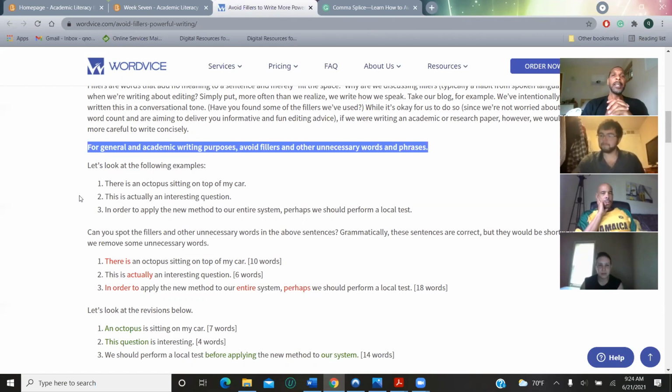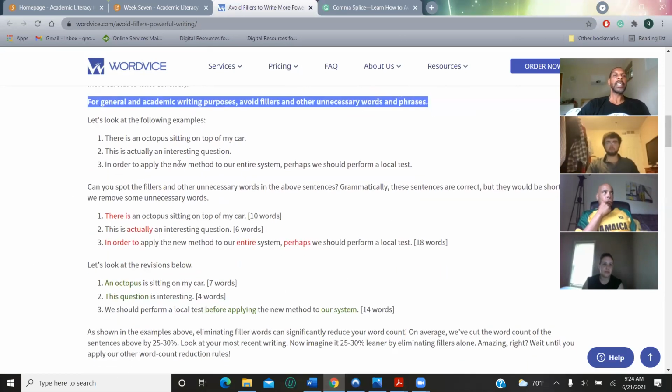So when I say practice eliminating unnecessary wordiness, it's not about taking out details you need. It's about communicating the same details or telling the same story, just using fewer words when you can. But like I was saying, sometimes you need everything there, and I get that. Okay. So let's look at some of the revisions. So instead of there is an octopus sitting on my car, an octopus is sitting on my car.